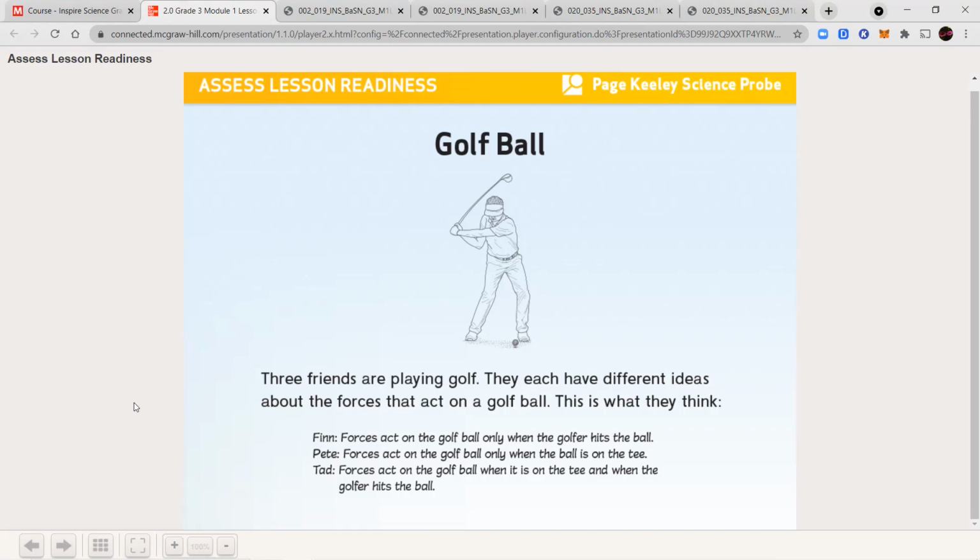Finn thinks forces act on the golf ball only when the golfer hits the ball. Pete says forces act on the golf ball only when the ball is on the tee. And Tad says forces act on the golf ball when the ball is on the tee and when the golfer hits it. So you're going to select the person that you agree with, and you're going to explain why you agree with them. And that's going to be page 20.